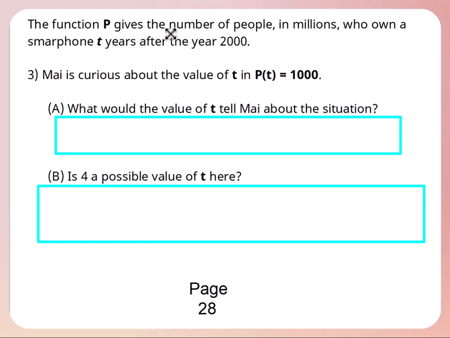All right, the function P gives the number of people in millions, I'm just repeating what we've been doing, who own a smartphone T years after the year 2000. For part 3, question 3, part A, Mai is curious about the value of T when P of T equals 1,000. Just remember that T is time, and our time in this word problem is the number of years after 2000. What would the value of T tell Mai about the situation? Can you answer that before I uncover the answer for you? Think about it for a minute.